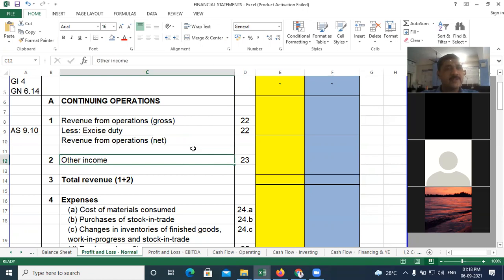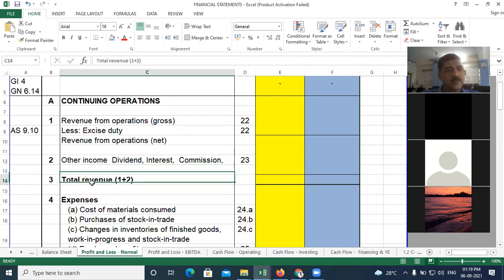Then the second item in the income is other income. I had already told you what comes in other income: the dividend we have received on the investments we have made, interest on any investments, and any commission we have received. So other income is the dividend that we receive, the interest that we receive, the commission that we receive in the business in one accounting year. So total revenue is the addition of first plus second.